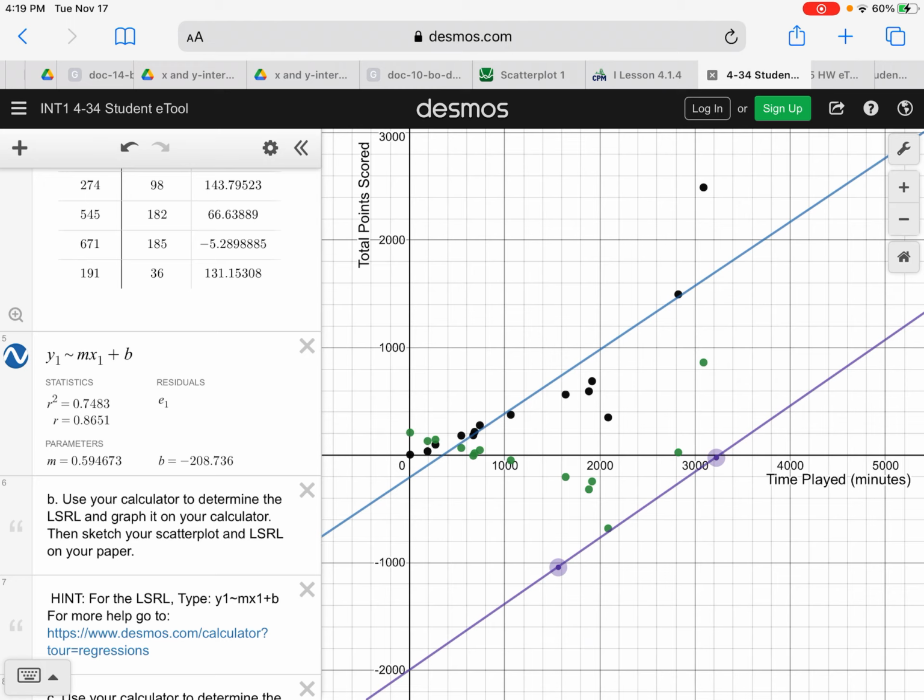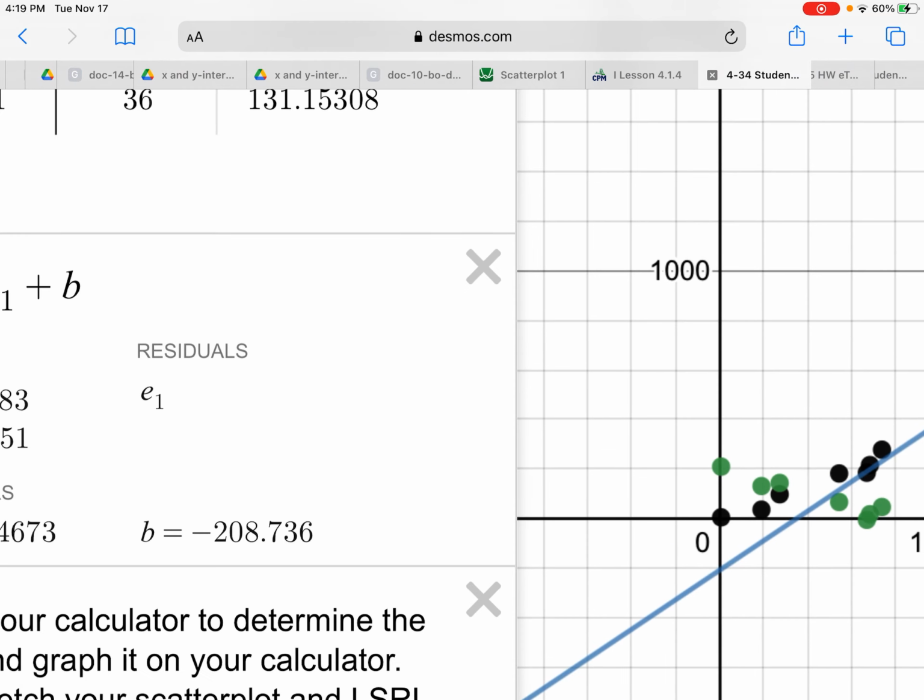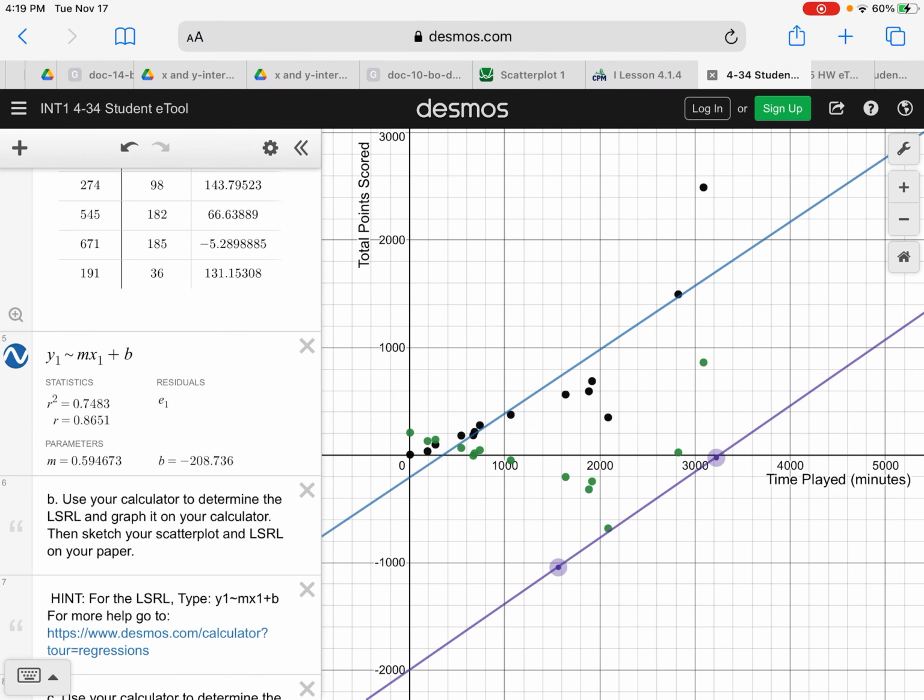Okay, but all these little green dots, it's not letting me unplot it, I'm not sure why, but all those green dots, those are the residuals plotted in relation to the x-axis. If they're below the x-axis, they have a negative residual. Above the x-axis, they have the positive residual. And you can see that they match up perfectly with the points that are already there.